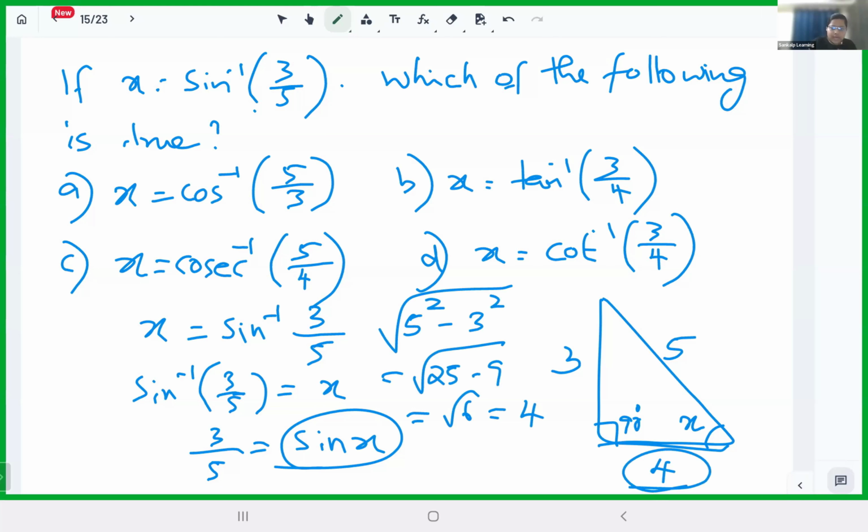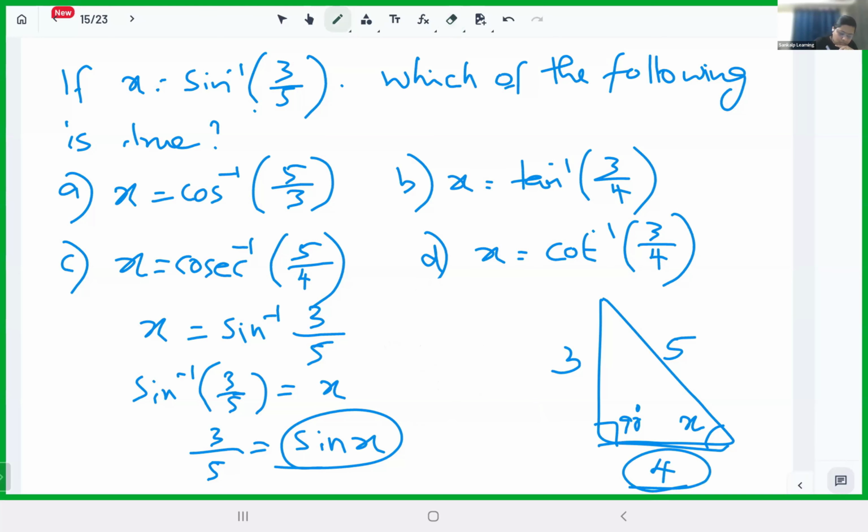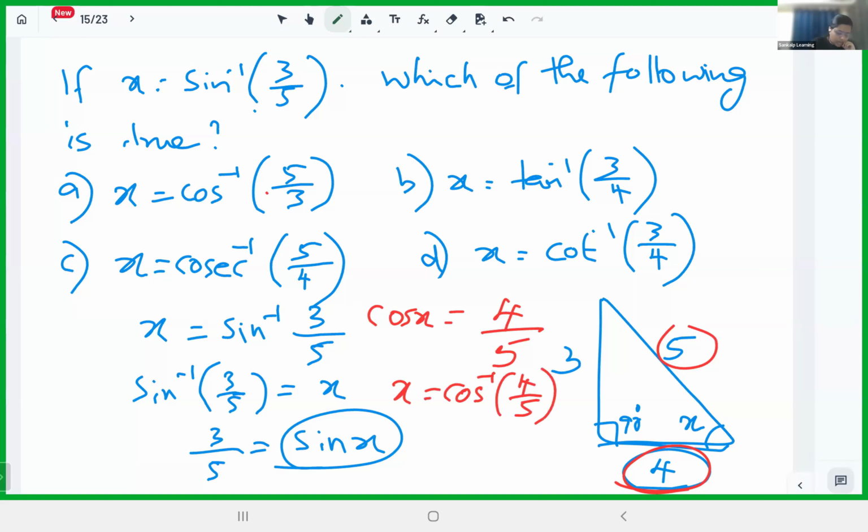So we have got the value of the adjacent side of that angle. What is the value of cos x then? Cos x means adjacent side by hypotenuse. Adjacent side is 4 and hypotenuse is 5. So cos x is equal to 4 by 5, so x is equal to cos inverse of 4 by 5. Here they have given us cos inverse of 5 by 3, so it is wrong.